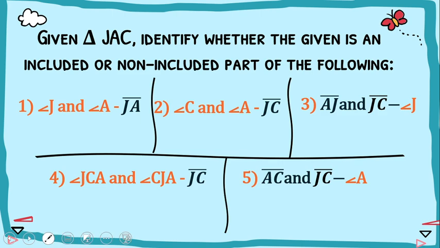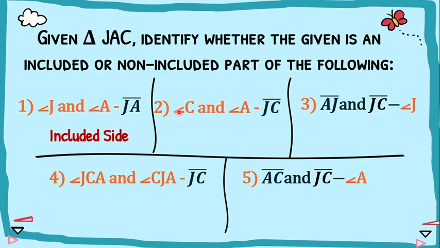Now, another example. Given triangle JAC, identify whether the given is an included or non-included part of the following. So, kapag ang given natin ay dalawang angles, yung sagot natin ay included side. Kapag naman ang given natin is dalawang sides, ang magiging sagot ay included angle. So, here we're going to identify if the answer is included side or non-included side, included angle or non-included angle. So, we have here angle A and angle J for number 1 and the side is side JA. So, dahil dalawa siyang angle, side yung answer, and kinuha natin yung vertex ng dalawang angle and then we put the symbol for segment. So, it means this is an included side.